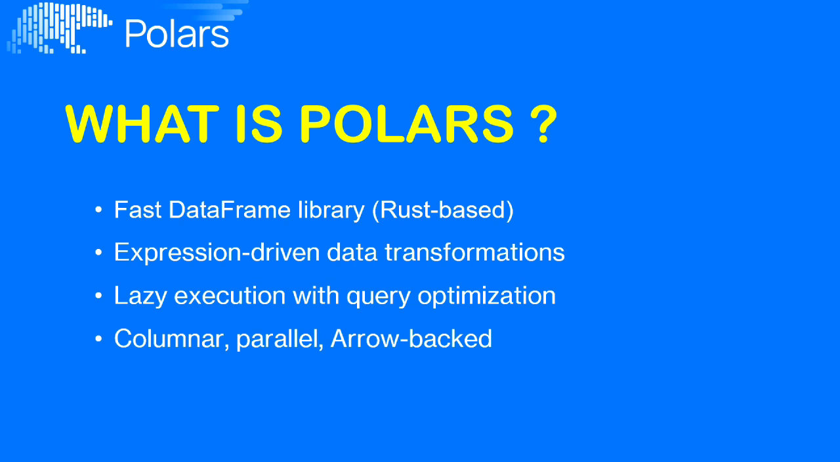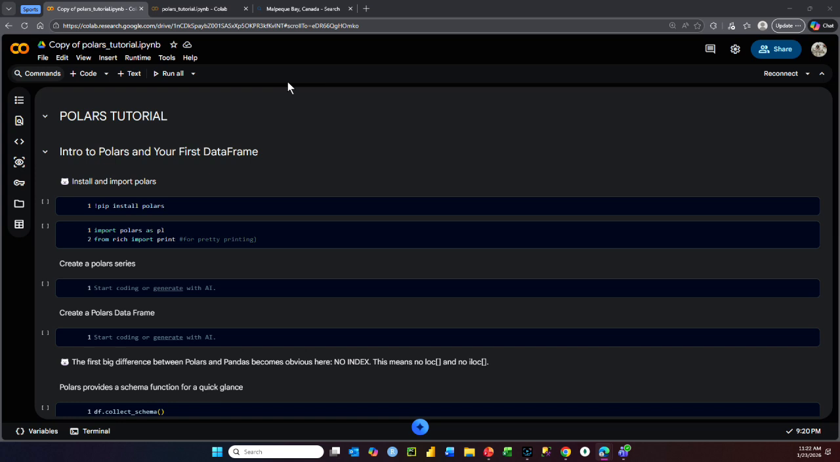It's also columnar, parallel, and Arrow-backed. And when I say columnar, it reads data column-wise, not row-wise. SQL would read every row in your table. Polars reads column by column and only includes the columns you want, eliminating a lot of data brought in that you don't need. So let's go to Google Colab, and I've already got a notebook.